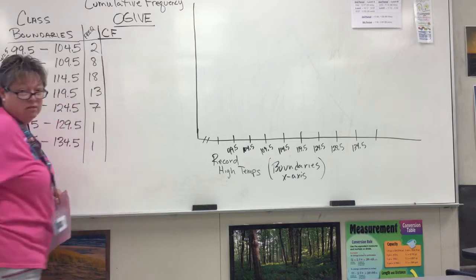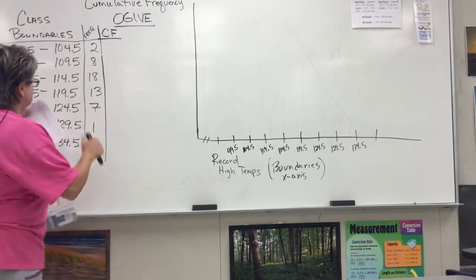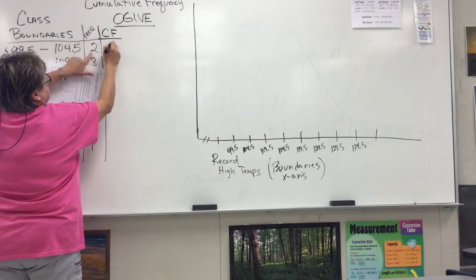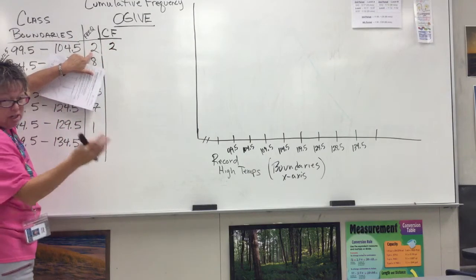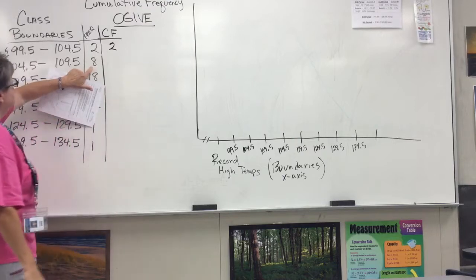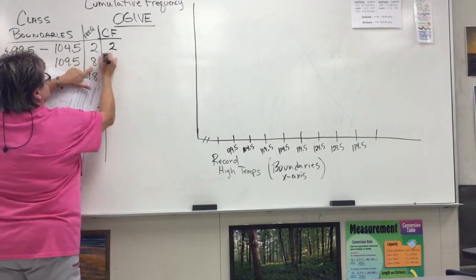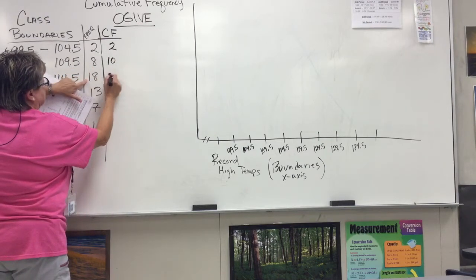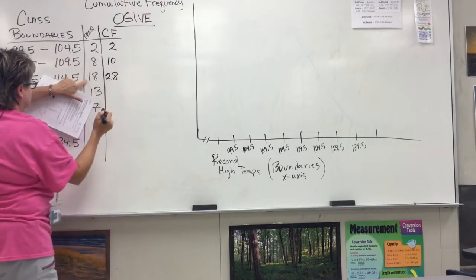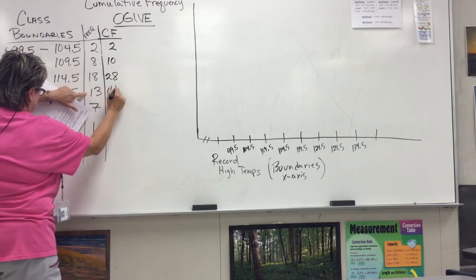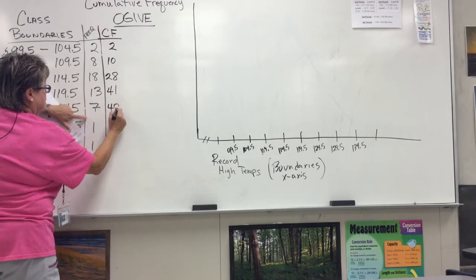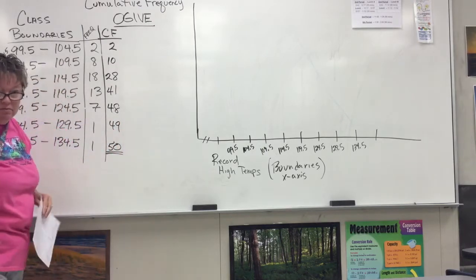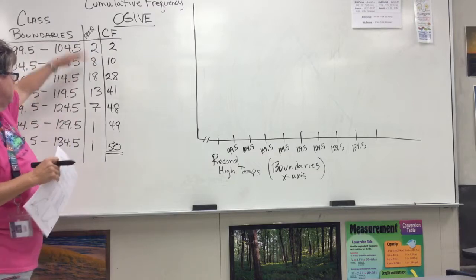All right, so to do an ogive, better known as a cumulative frequency graph, we need first to create a CF column, or cumulative frequency. Using your frequencies, at the end of this first class we've accumulated 2 data points in our data set. In the second interval, we have 8 more data points, so at this point we have a total of 10 data points. Adding again, we're up to 28. Add again, 41, and 7, 48, 49, and 50. So we have 50 data points represented here.